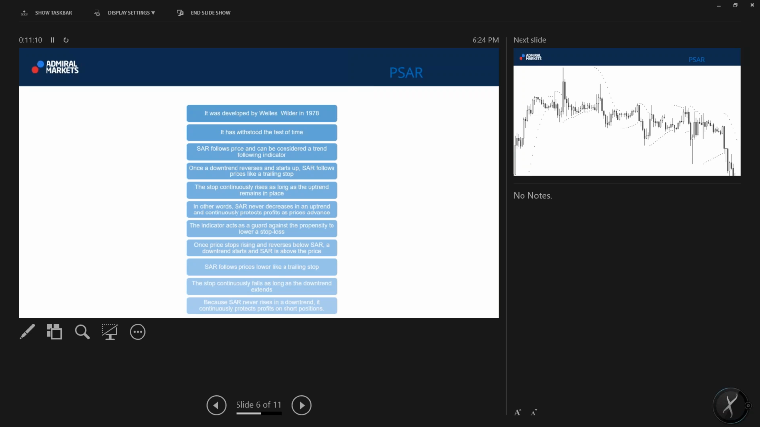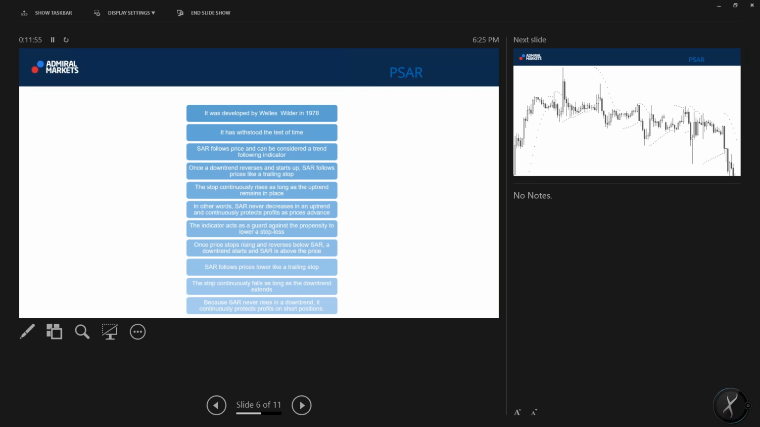I know that there have been some good systems on Forex Factory, such as the Ash Forex version 2 system, that also uses the PSAR indicator in their 4-hour trading system. Now, PSAR follows price and can be considered a trend following indicator. Once a downtrend reverses and starts up, SAR follows prices like a trailing stop. So usually traders use PSAR to find an entry point and then trail the stop as price moves in profit. PSAR can also serve as a stop loss indicator.